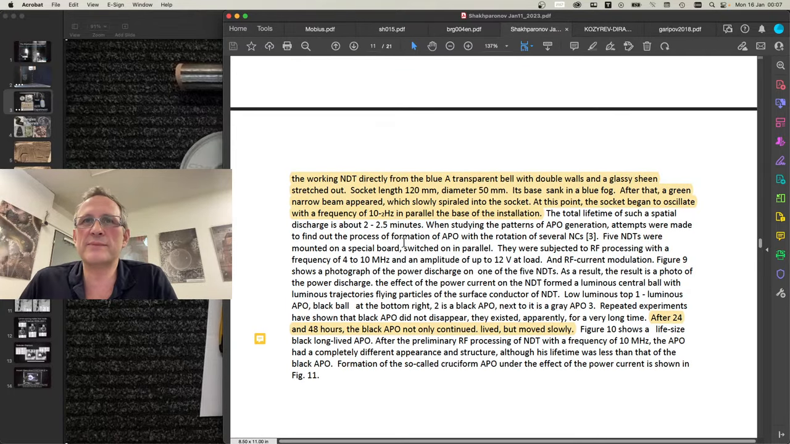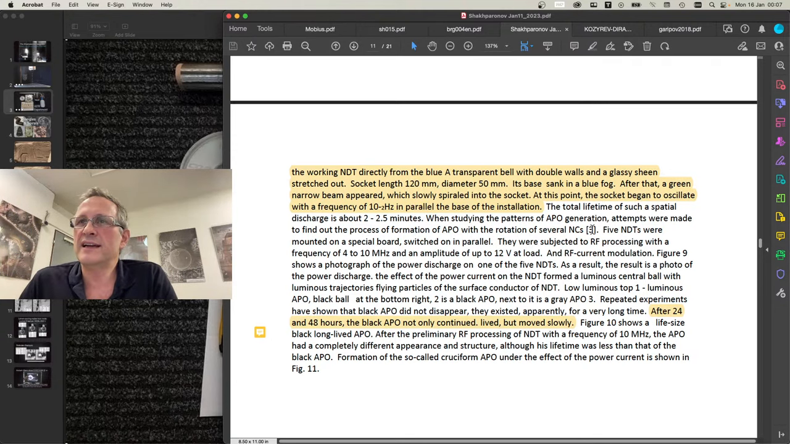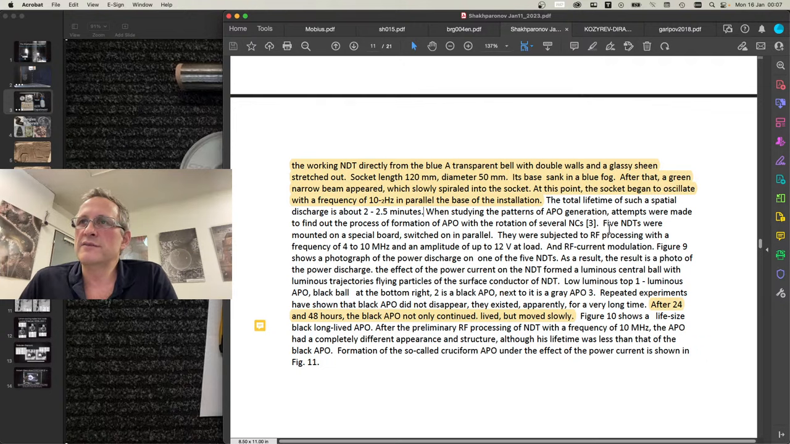Attempts were made to find out the process of formation of the exotic vacuum objects with the rotation of several Mobius strips. Five Mobius strips were mounted on a special board and switched on in parallel. So this is five. They were subjected to radio frequency processing with a frequency of 4 to 10 megahertz with an amplitude of 12 volts at load, and radio frequency current modulation. So this is current modulation of the radio frequency, not frequency modulation. Okay, so this is power modulation.